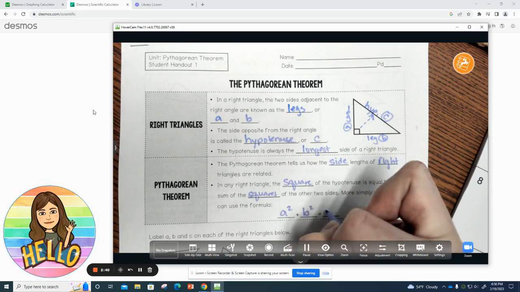So we're going to save the word problems for tomorrow. We're going to come back to those. Today we're just going to be practicing finding the missing side lengths using the Pythagorean theorem.